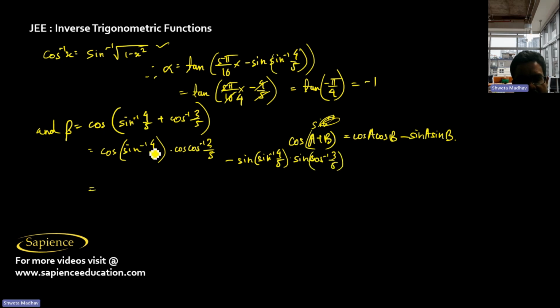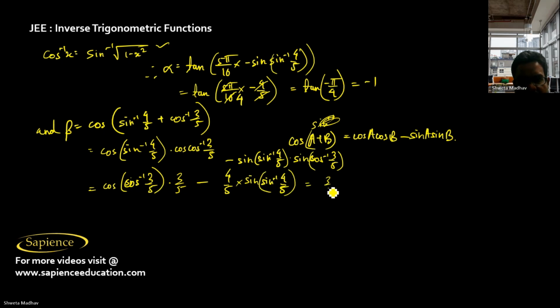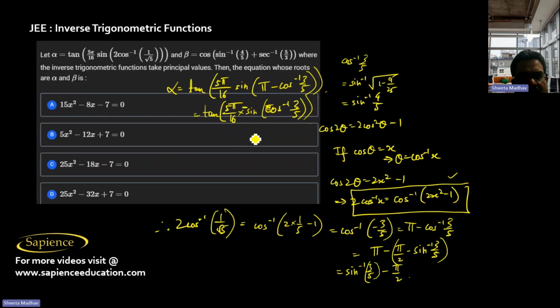So I can write cos of sine inverse 4 by 5 as cos inverse of 3 by 5, into, this will obviously be 3 by 5, minus this is 4 by 5 into, I can write, sine of sine inverse of 4 by 5. So this will be 3 by 5 into 3 by 5 minus 4 by 5 into 4 by 5. So this is 9 minus 16 by 25, which is minus 7 by 25. Therefore, beta is this and alpha is this.